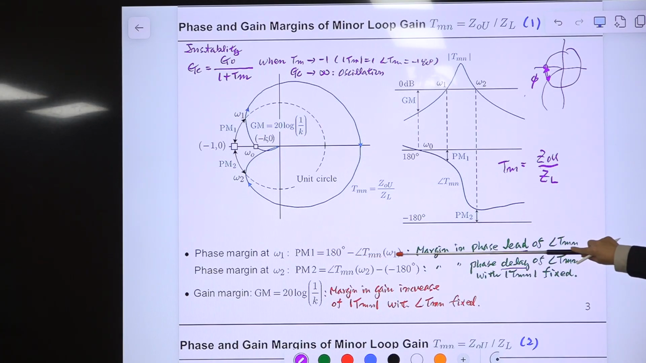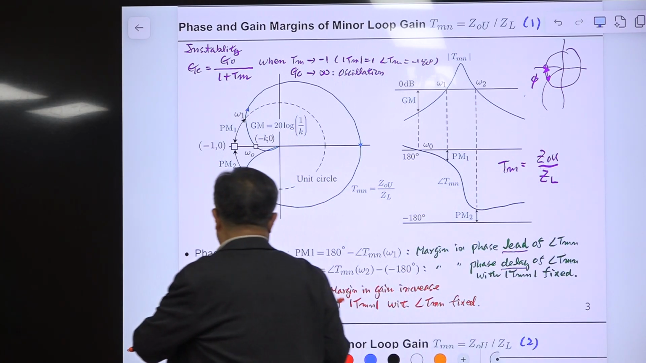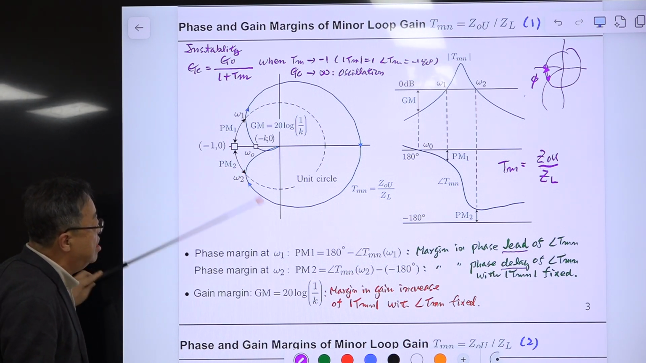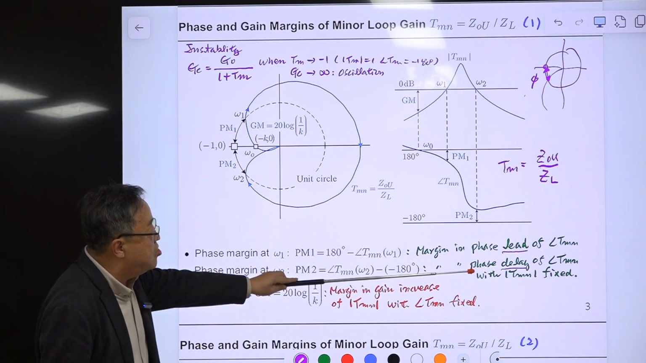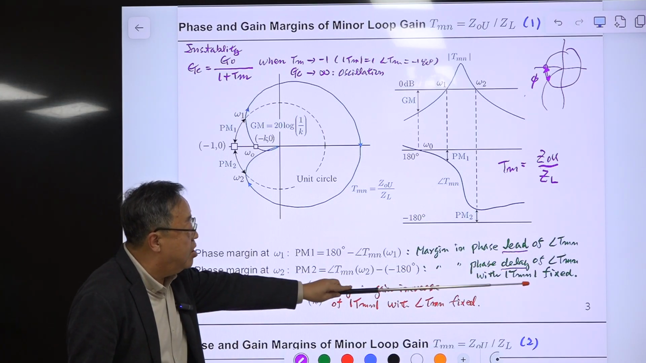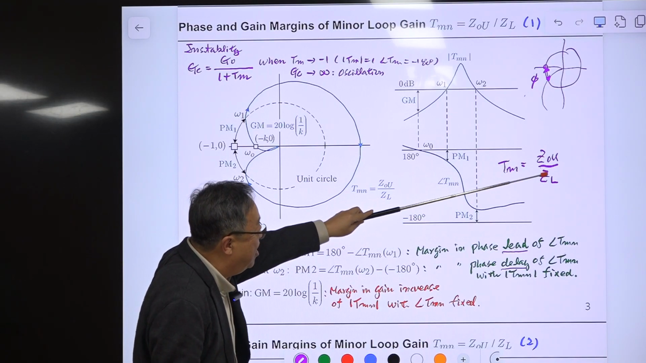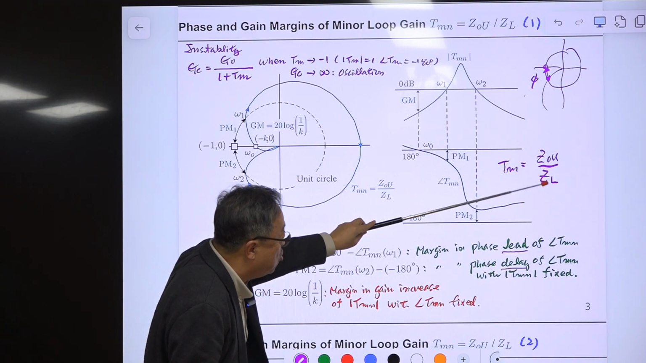So it is the margin in phase lead of the TMN. TMN is this one. Phase lead is the lead of this one, and it is the phase lag of this one, because it comes in the denominator. Another one here, the phase margin at omega 2. This angle is the margin in the phase delay of TM. This is a phase delay of this one, and a phase advance of this one, because it comes in the denominator.